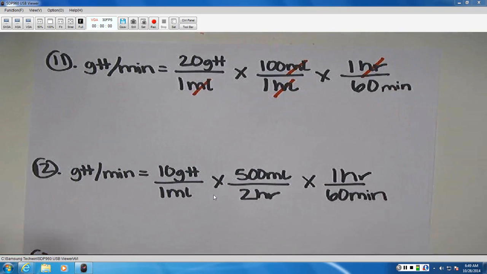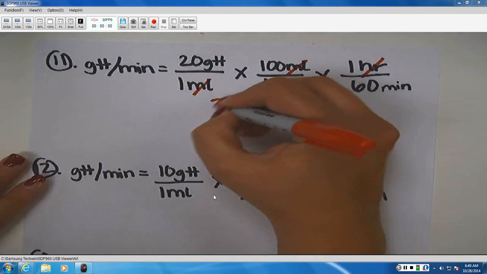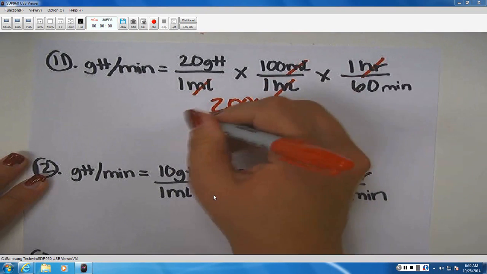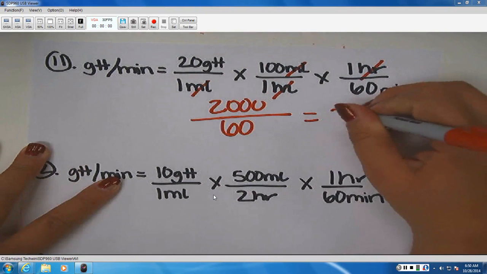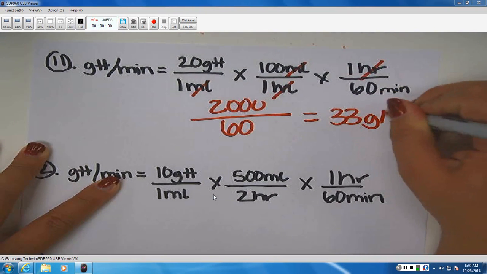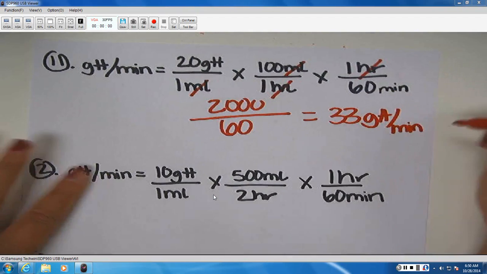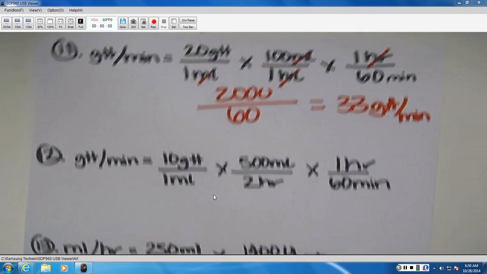Now we're just going to multiply straight across. So 20 times 100 equals 2,000, divided by 60 equals 33.33333. You can't give a third of a drop, so your answer is just going to be 33 drops per minute. Okay? We'll do some more.